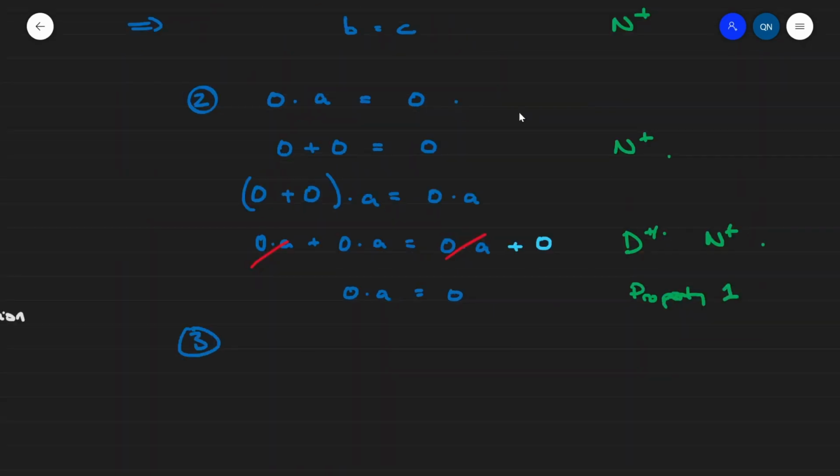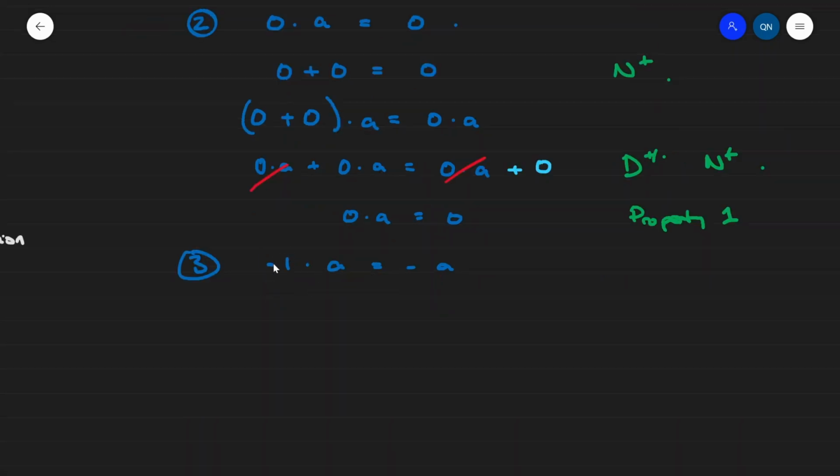Let's take a look at the third property. So what's the third property? It says if we have negative 1 times some A, that's equal to negative A. Okay, so I want to get this negative 1 somehow. So where's a nice place I can get started with that? Well, I can start off with, again, a pretty trivial equation. Negative 1 plus 1 equals 0.